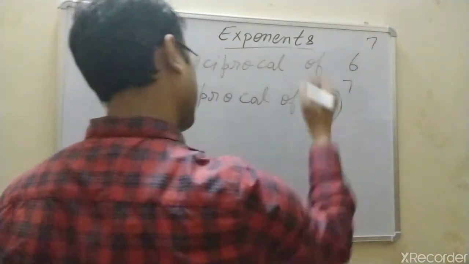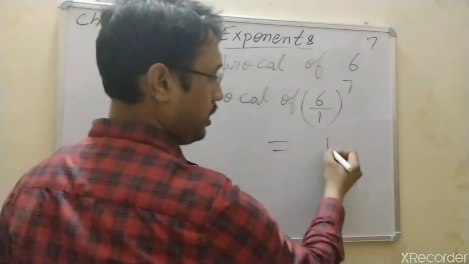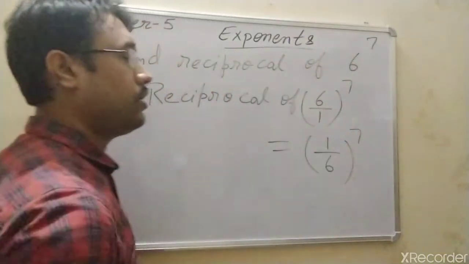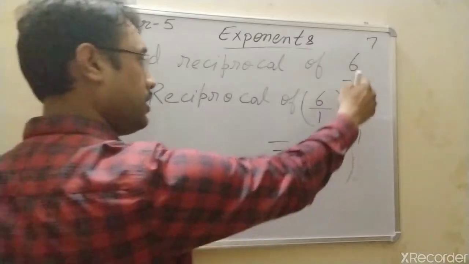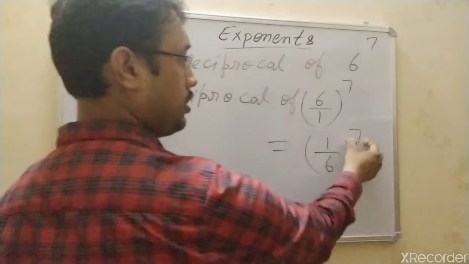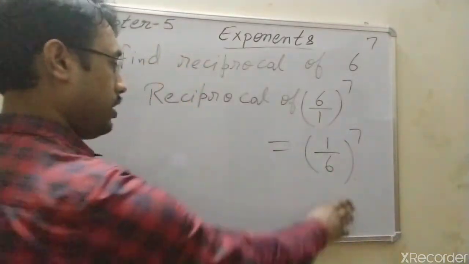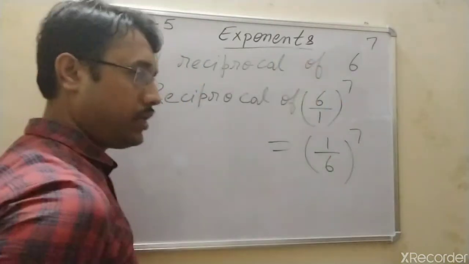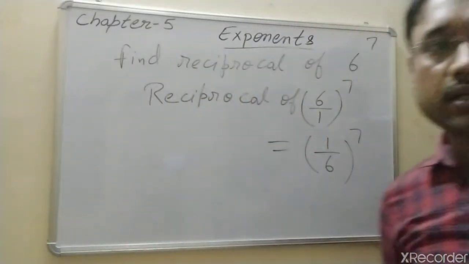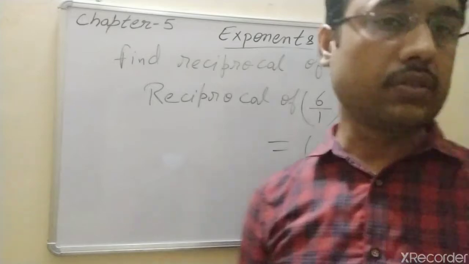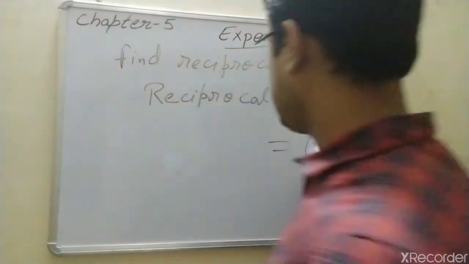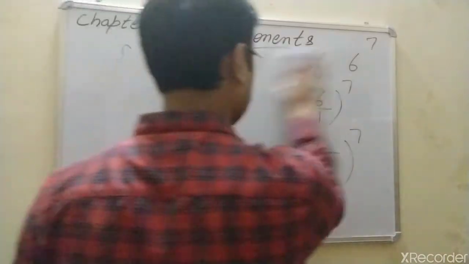6 by 1 to the power 7. Then you will write the reciprocal is 1 by 6 to the power 7. Only reciprocal the base and the common power, 7 is the common power. So don't change that. Write it as it is at the place of power. Okay? The power you will not change here. Only reciprocal the base. Understood all? Yes, now see this. Yes, now the next question is this. You can do.